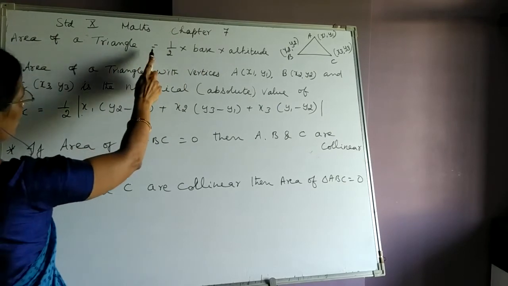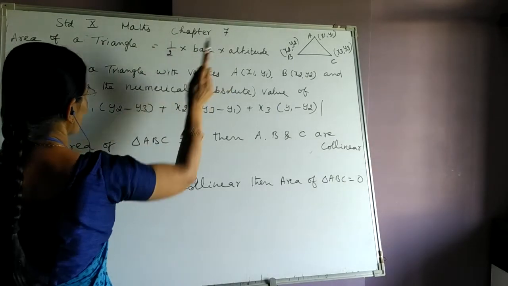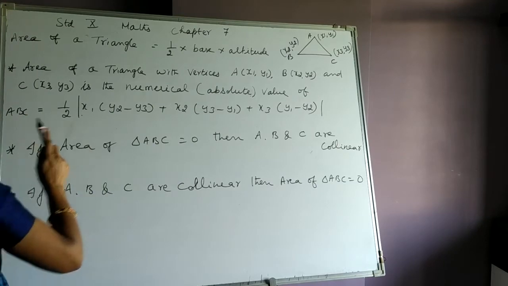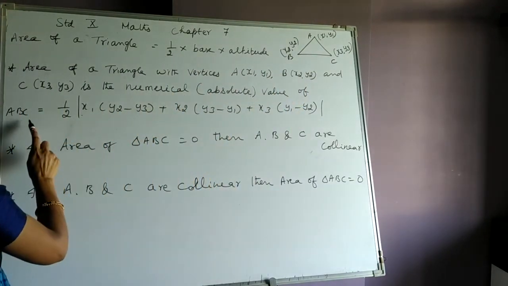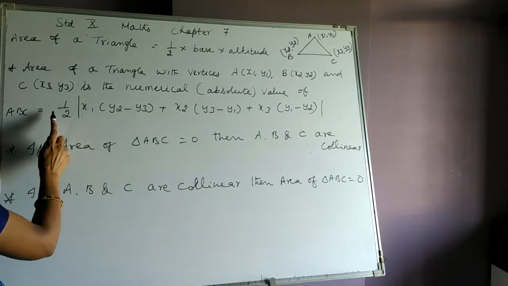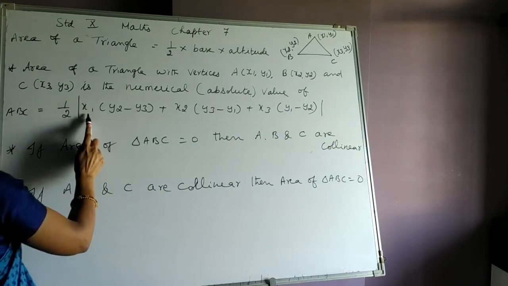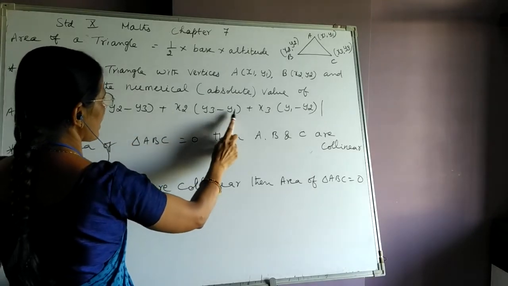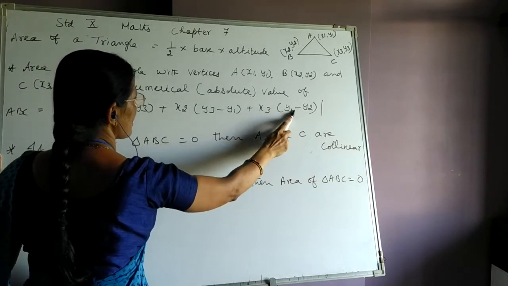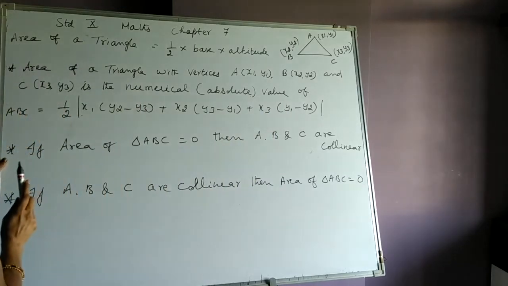Area of a triangle, we know it is equal to half into base into altitude. But when the three vertices of the triangle are given, remember, we'll use a new formula which is half into modulus of x1 into (y2 minus y3) plus x2 into (y3 minus y1) plus x3 into (y1 minus y2).